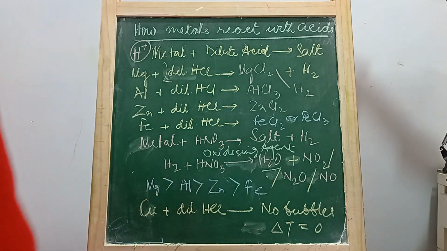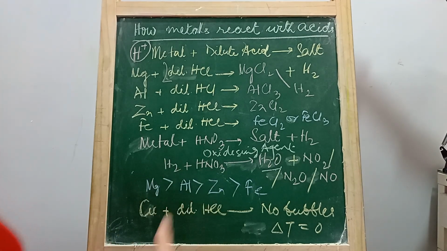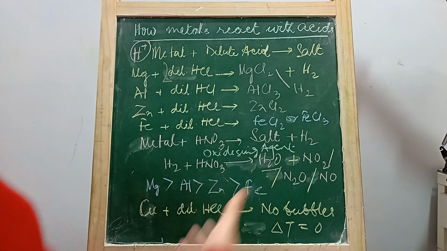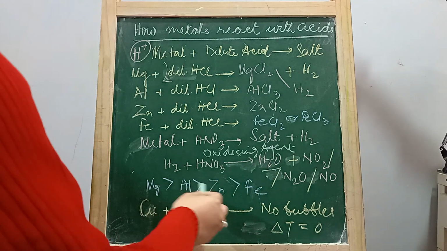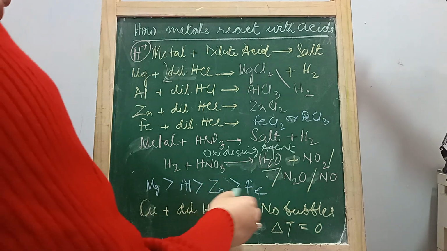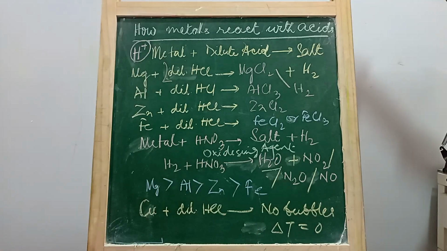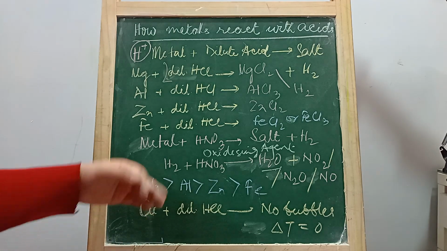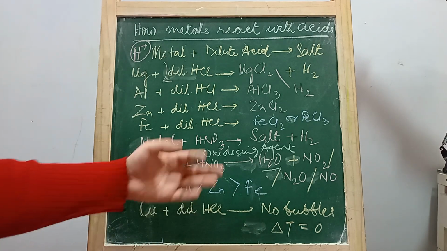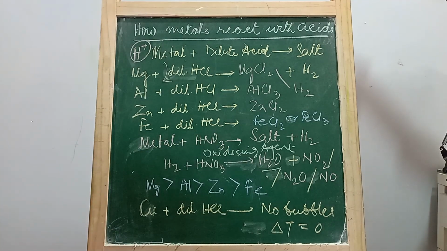Although there is no proper way of learning this, you need to learn it by heart. There's no particular rule for why this is more reactive than that. That will be learned in your higher classes, but for the time being you just need to memorize that magnesium is more reactive than aluminium, than zinc, and zinc is more reactive than iron in this way.